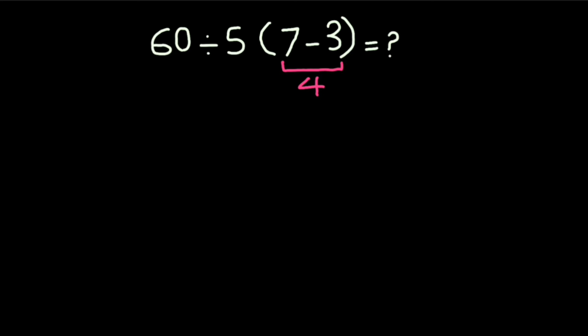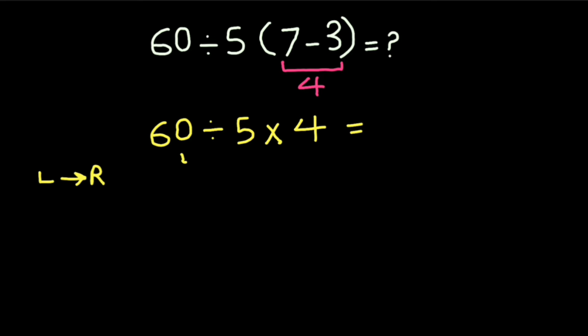Now let's rewrite the expression: 60 divided by 5, and we have a multiplication here, and this 4. Now multiplication and division are equally important, so we have to solve this math expression from left to right.